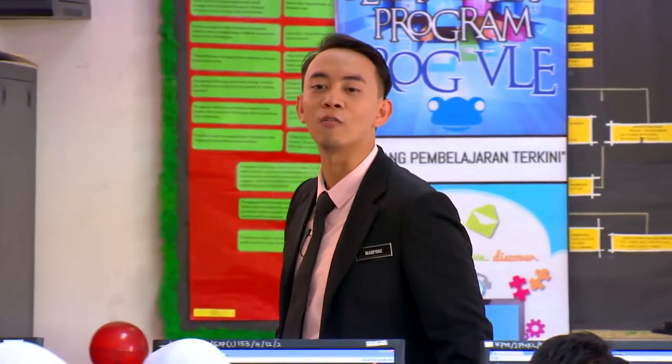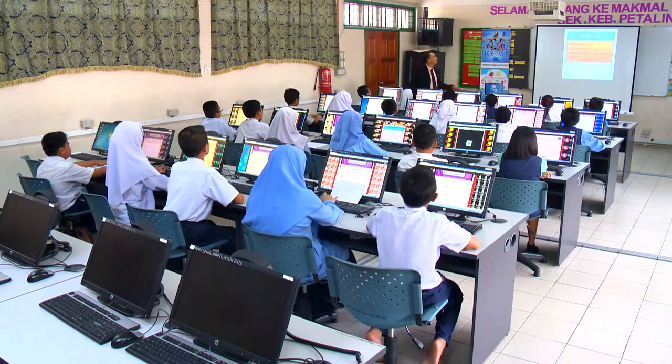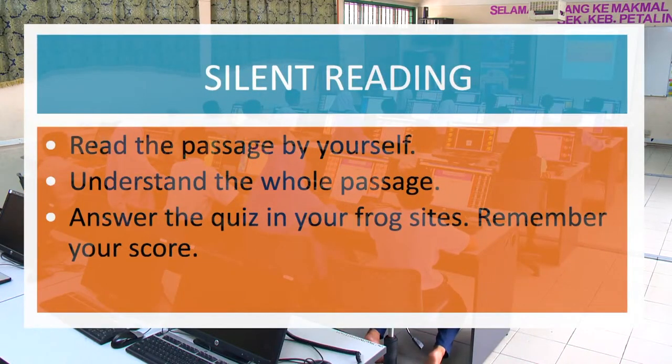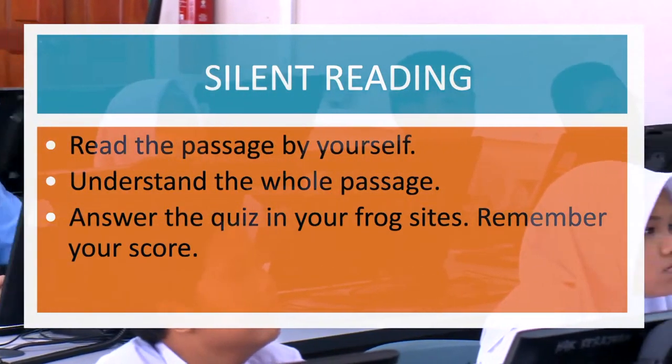Now that we have finished two processes of reading, namely skimming and scanning, it's time for silent reading, which is you need to read the passage by yourself and then you understand the whole passage. What is it all about? After understanding the whole passage, you answer the quiz in your frog sites.